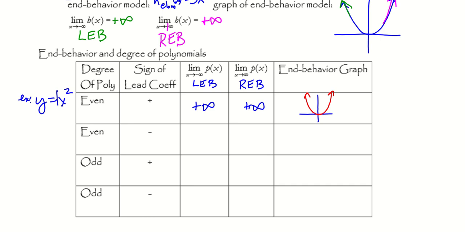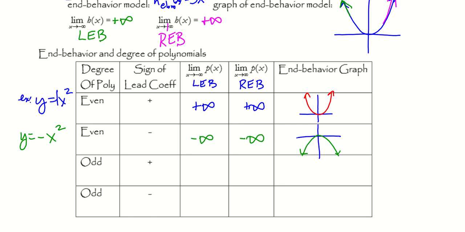Now, if we have an even function but with a negative leading coefficient, so that might be like y equals negative x squared, then the graph of our function is going to be this parabola flipped over because of the negative in front of it, which makes our left end behavior negative infinity because it's going down to the left, as well as our right end behavior.